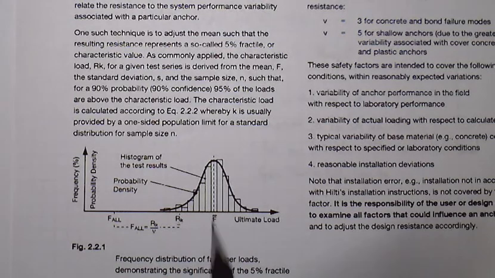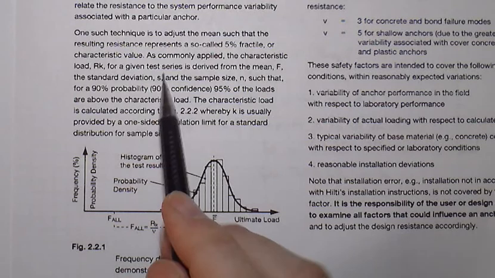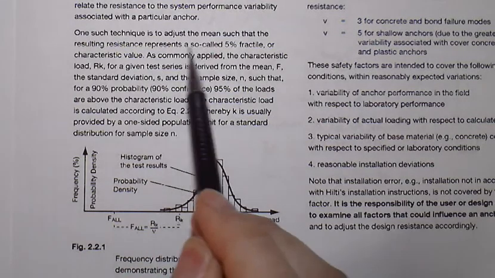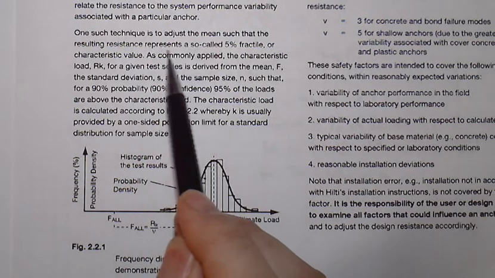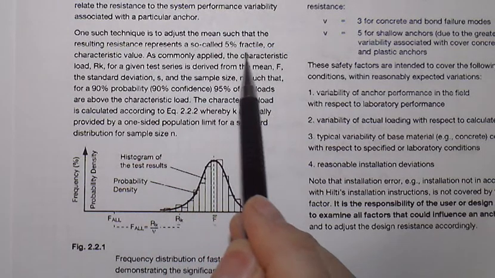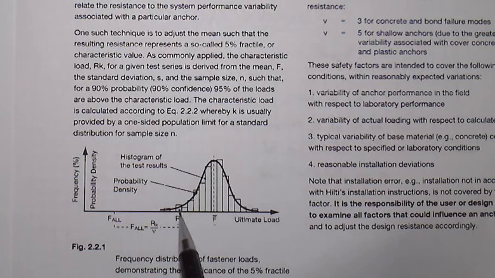And note back up here in this label that this resulting resistance is a so-called 5% fractile. So we're down here at the 5% region. You could think of that as 95% one-sided, or you could think about it as 90% two-sided, even though we don't care about this upper tail aspect of things, right?